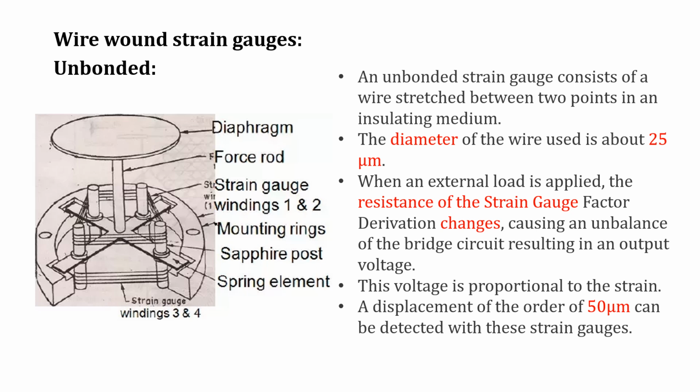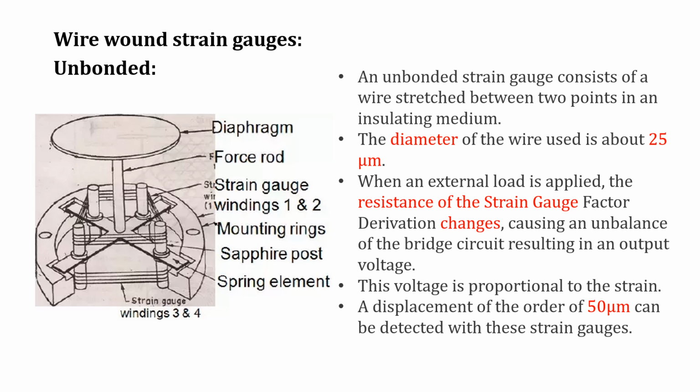Whenever an external load is applied on the diaphragm, the resistance of the strain gauge changes, causing an unbalance of the bridge circuit, resulting in an output voltage. The output voltage is proportional to the strain. A displacement of the order of 50 micrometer can be detected with these strain gauges. So up to 50 micrometer we can measure with this unbonded strain gauge. This is the construction of the unbonded strain gauge.